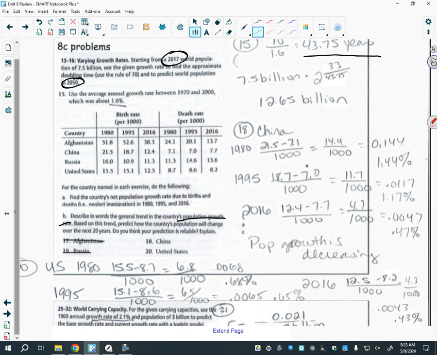In the U.S., I got very small numbers for this. In 1980, I got 0.68%. In 1995, I got 0.65%. And then in 2016, I got 0.43%. So the U.S. is definitely not growing as fast as China was growing. But in 2016, you can see they're almost the same. But in 1980, that's when China was still growing a lot faster. So growth rate is birth rate minus death rate.